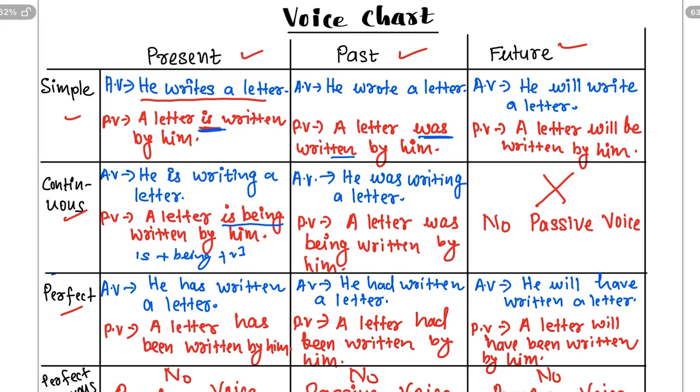So what will be its past continuous form? Was plus being plus third form of the verb. Here is an example. He was writing a letter. It will be changed into a letter was being written by him.